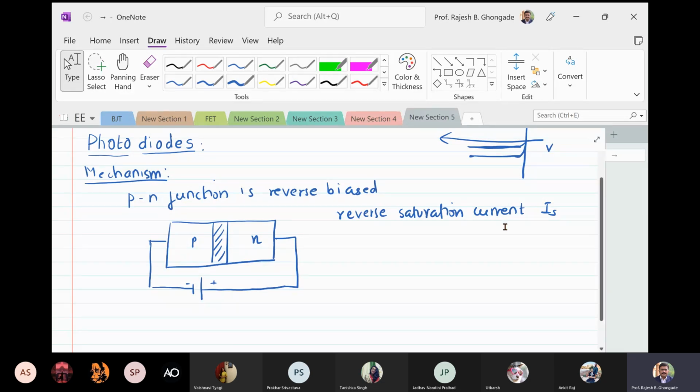So we have the reverse saturation current, and this reverse saturation current is influenced by temperature. You know that it doubles for every 10 degrees Celsius rise in temperature. Okay. Now the mechanism over here is that, who is creating this current? I mean, who is responsible for this current? Who constitutes this reverse saturation current? This reverse saturation current is because of the minority charge carriers.